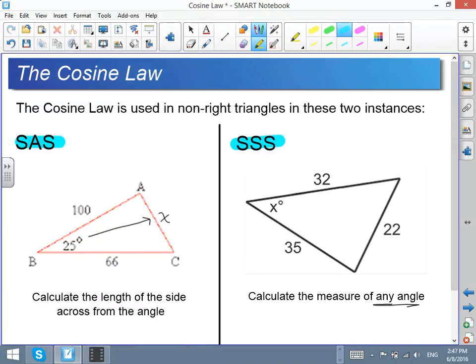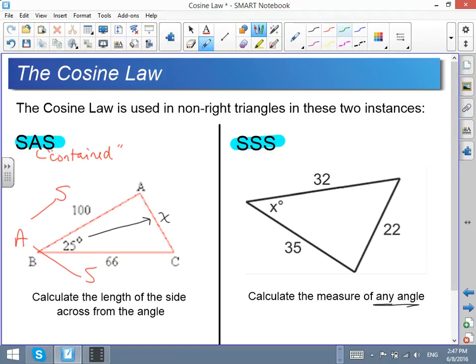So here's what it means. As far as SAS is concerned, it means side, angle, side, in that particular fashion. Sometimes the A is referred to as the contained angle.